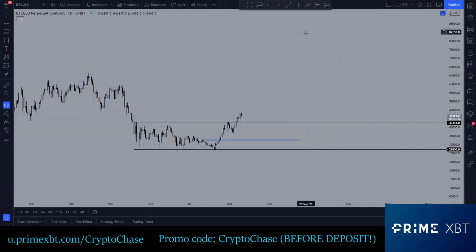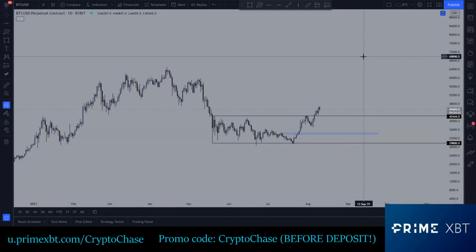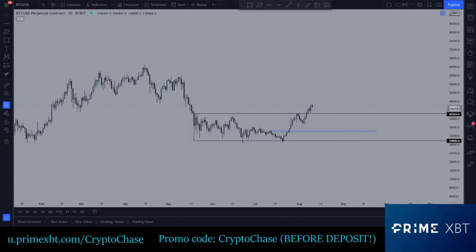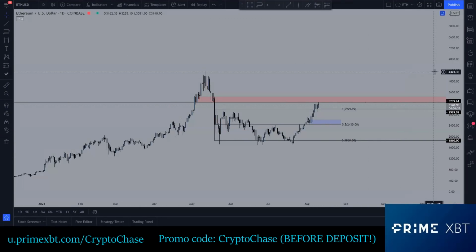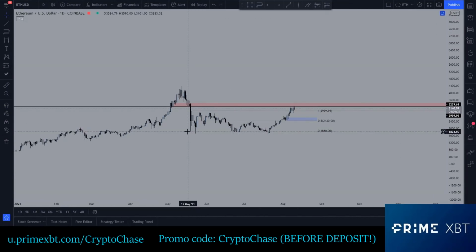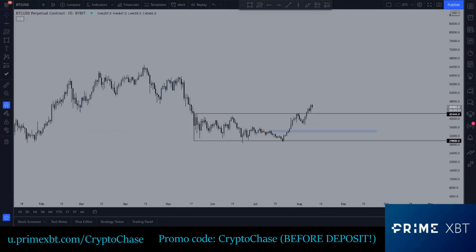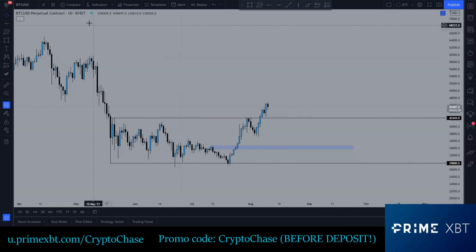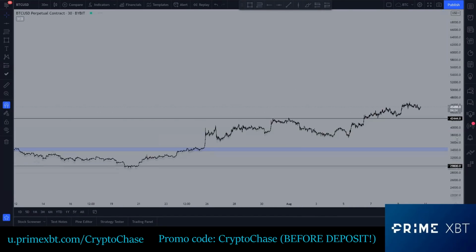Okay, so if we briefly zoom out on Bitcoin and then we briefly zoom out on ETH, we can see that I have the ranges marked up in the same way. Okay, so we have the low, we have the high, range low, range high, easy enough. We could see we came up to the high, we flipped it to support. If we want to talk about that real quick, this was a trade that I took live on CT.